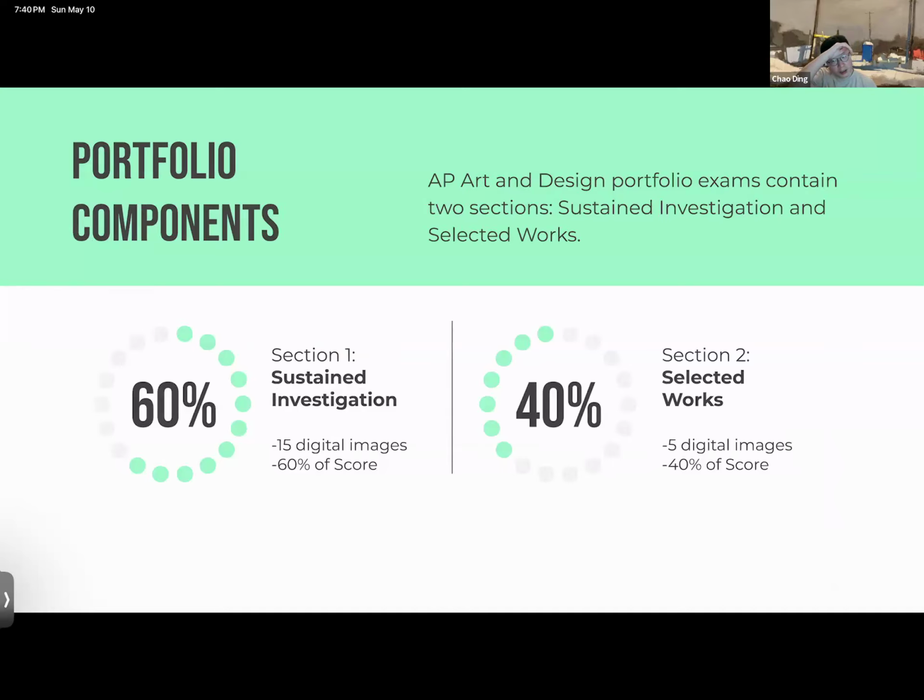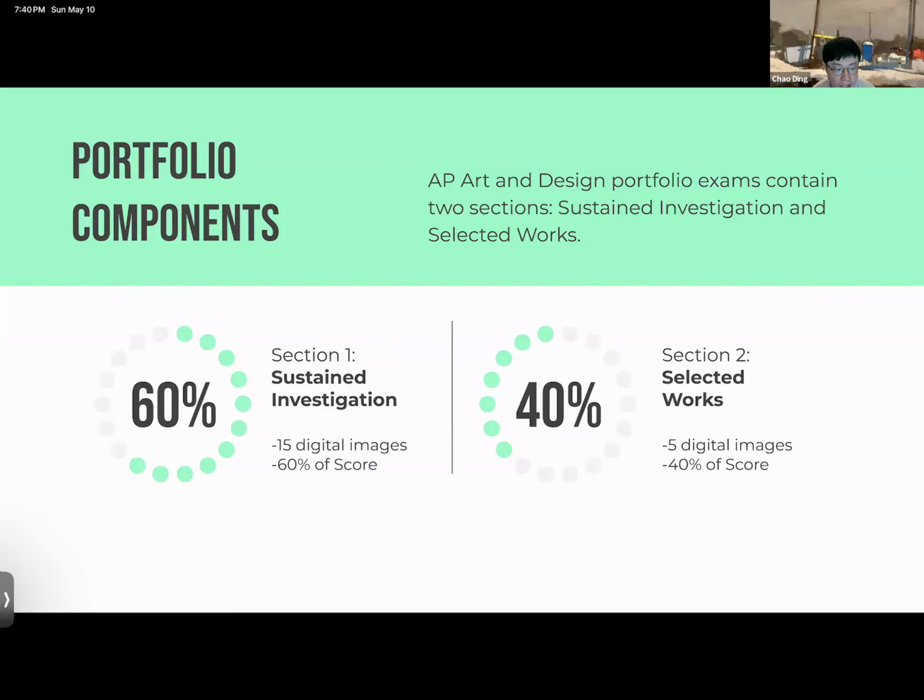There are portfolio components, and it's quite structured. The portfolio has two major sections, which we call Sustained Investigation and Selected Works. The Sustained Investigation section makes up 60% of the AP score, and includes 15 digital images. In this section, the student explores a central idea or question through a series of connected artworks. The focus is on experimentation, growth, and showing the development of the idea over time.